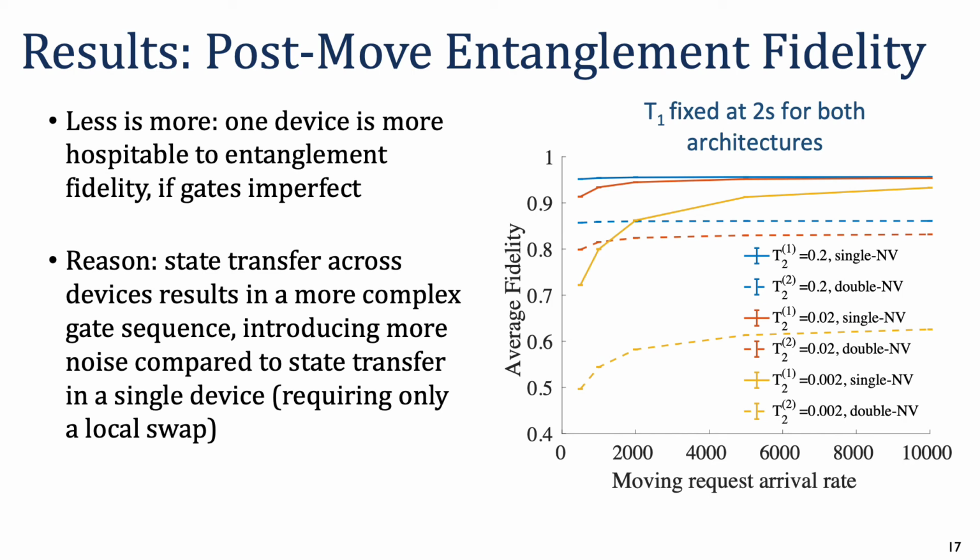For each curve color, the solid lines represent the single-device post-move entanglement fidelity, and the dashed lines represent the double-device post-move fidelity. On the x-axis, I'm varying the moving request arrival rate, which represents how quickly the application demands the state of the entangled qubit to be transferred to a different location, of course after the entanglement has already been successfully generated. We can see that as the memory lifetimes degrade, the gap between the single and double device entanglement fidelity increases. In particular, for the yellow curve, we see a really stark contrast.